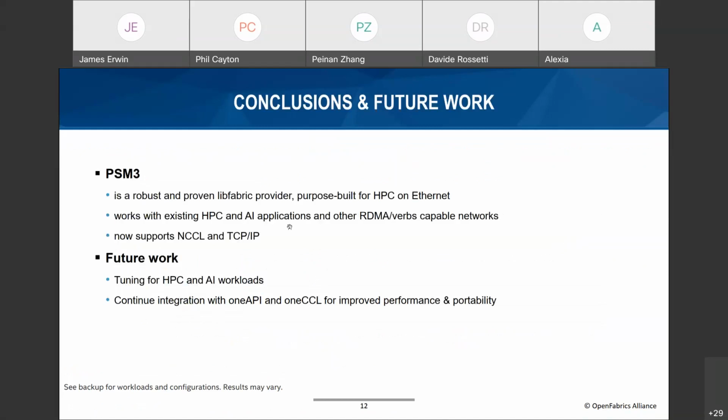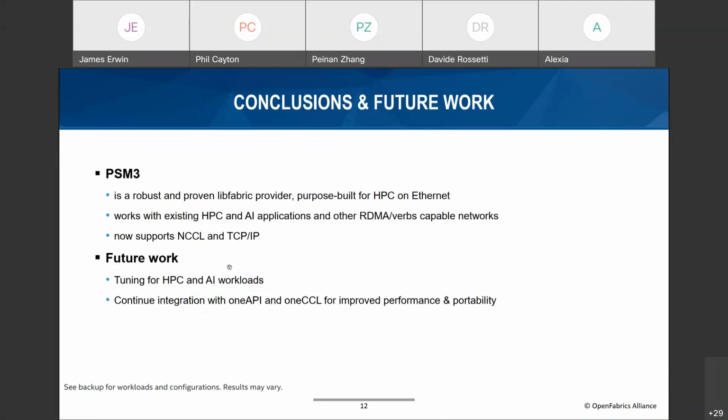So I'll wrap up with some conclusions and future work. PSM3 is robust and it's a proven libfabric provider, and it's purpose-built for HPC on Ethernet. It works with existing HPC and AI apps, as well as other RDMA and verbs capable networks. It also now supports NCCL as well as TCP/IP.